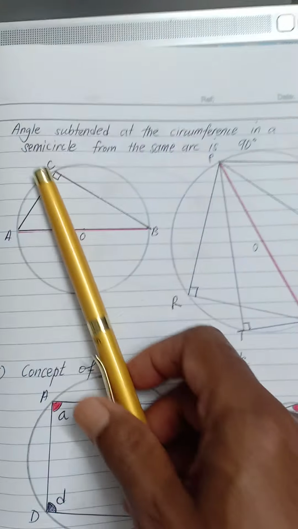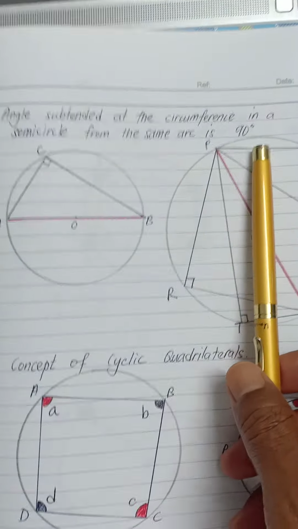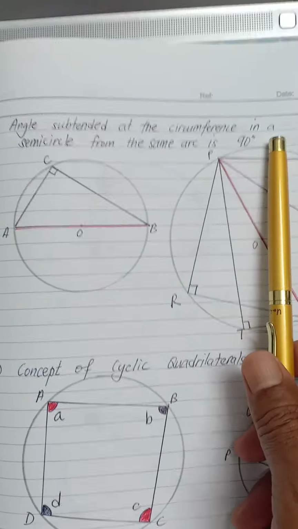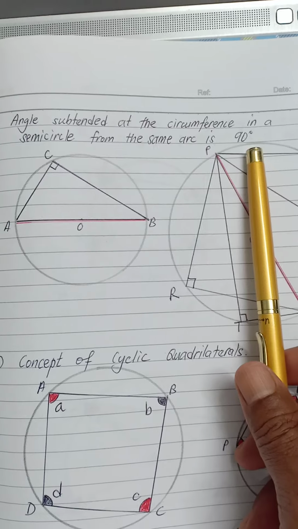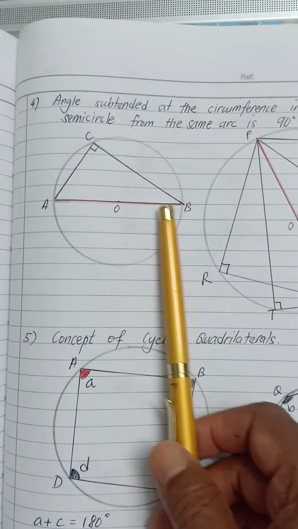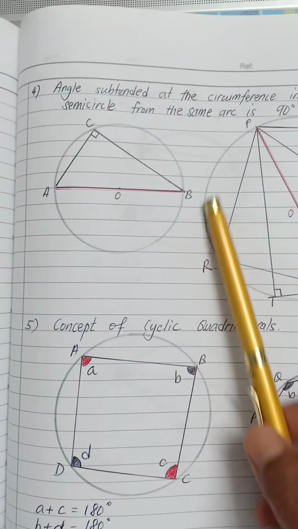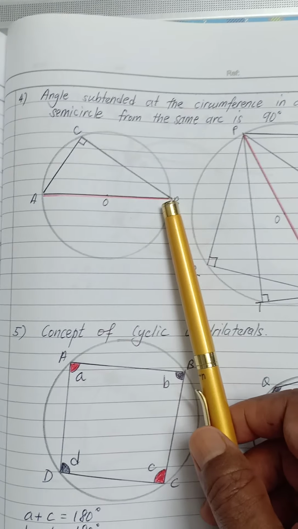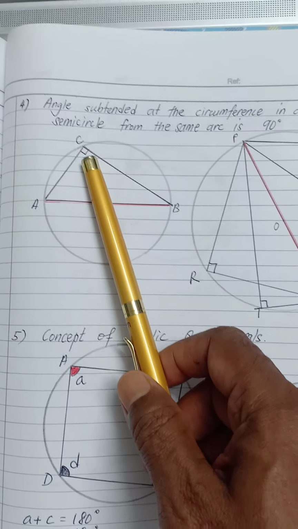Property 4. Angle subtended at the circumference in a semicircle from the same arc is 90 degrees. Now, for this property, always remember, you must have the diameter as the hypotenuse. Can you see? In triangle ABC, inside this circle, AB would be the diameter because it passes through O, isn't it? And the third vertex is touching C, touching the circumference. This is going to be 90 degrees.